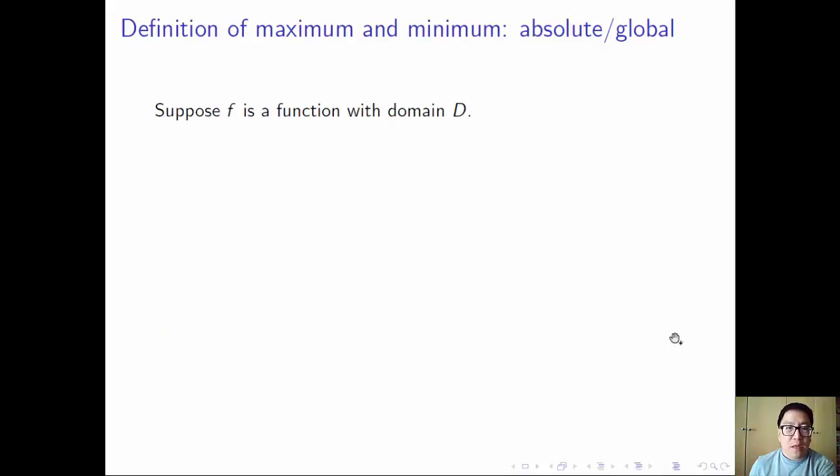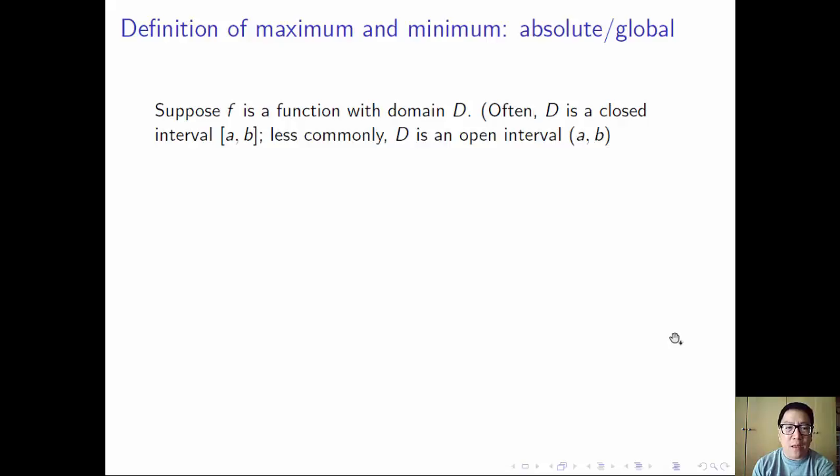So here we go. First of all, let's start by defining what the problem is, with the definition of minimum and maximum. Suppose f is a function with domain D. To prevent us from floating off into the ether and being totally abstract, what you want to think is that D is either a closed interval [a, b], or less commonly D might be an open interval (a, b), or the entirety of the real numbers. But really, the main case you want to think about is when D is a closed interval [a, b].